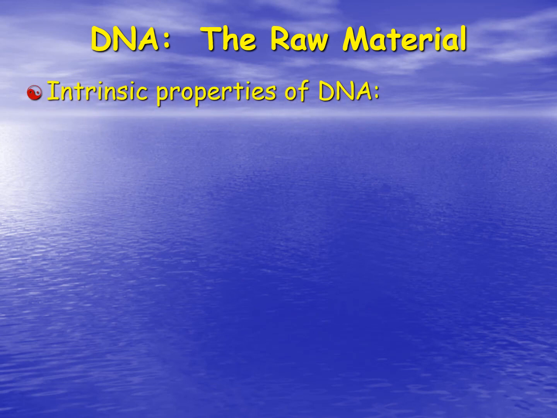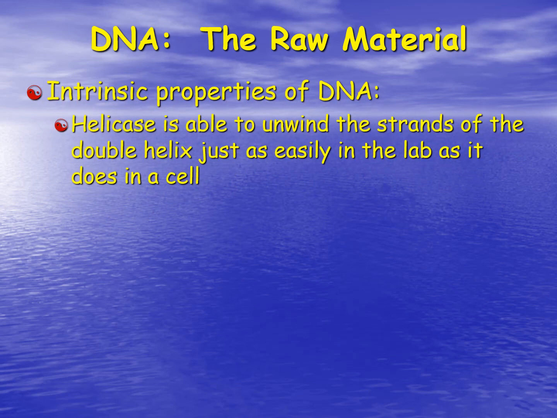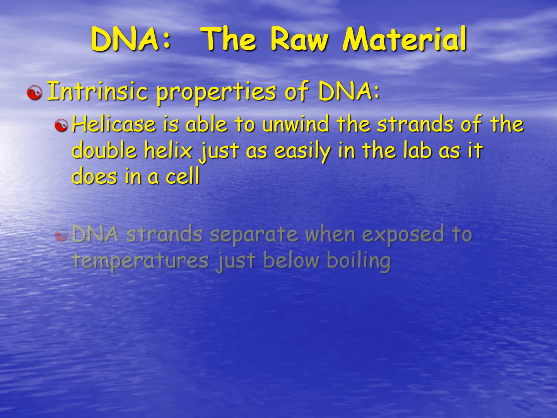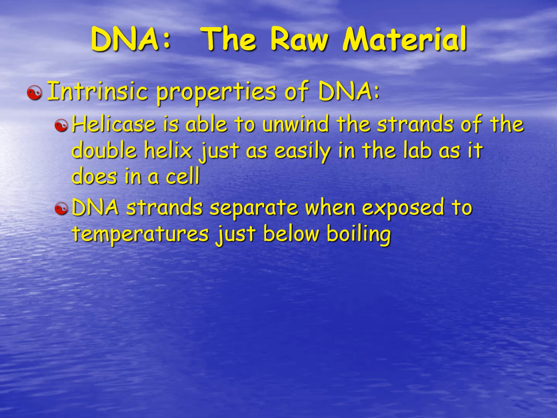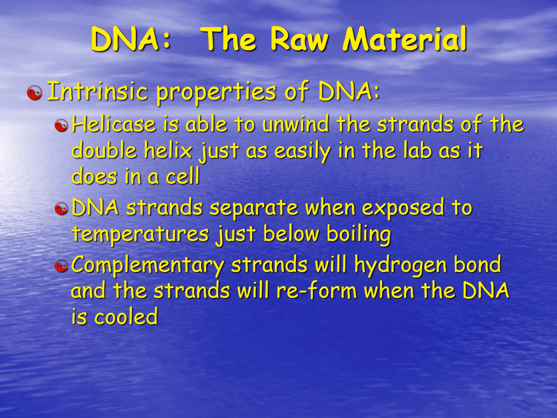So, the intrinsic properties of DNA. Helicase, the enzyme that unzips the DNA and forms a replication fork, is able to unwind the strands of DNA in the double helix just as easily in the laboratory as it does in the cell. DNA strands also separate when exposed to temperatures just below boiling. Complementary strands will hydrogen bond with the original strands, and the strands will reform when the DNA is cooled.